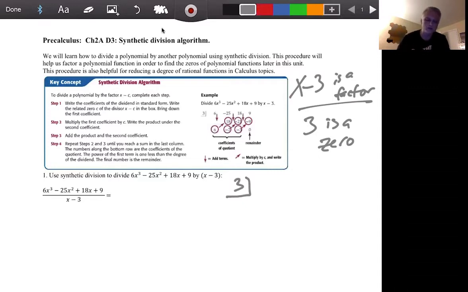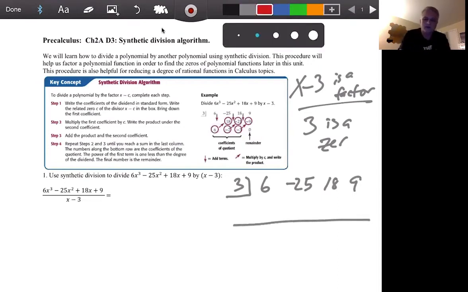Then we are going to place all of the coefficients from our polynomial. We're going to place them by themselves without any x's or x cubes or anything like that. I'm just going to space them out here. So it's 6, negative 25, positive 18, and positive 9. Okay, so we are going to spread them out just like that, right? I'm going to put a little line here.